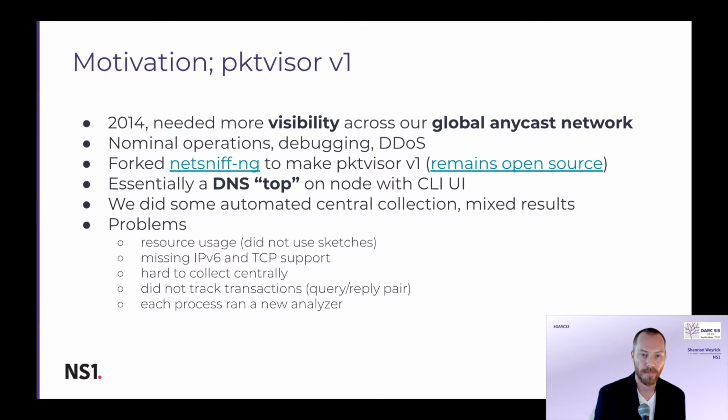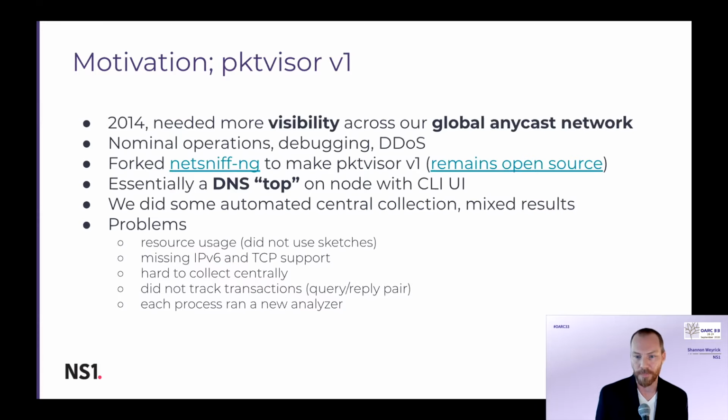And the visibility is good for, of course, just nominal operations. What are our nominal traffic patterns? What's the seasonality look like, and so forth. And debugging is another useful thing if we're bringing up a new node or we have some problem with a particular node. And then finally, DDoS, right? Or really just understanding malicious traffic, right? Is this traffic spike we're seeing malicious or not? And if it is, what are the properties of that? So we can mitigate the attack. The original version is a fork of NetSniff-NG, which is an open source traffic analyzer.